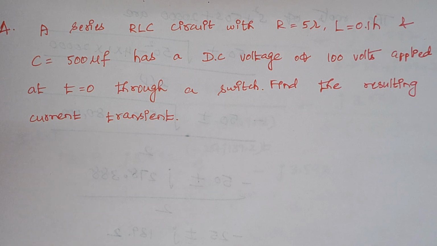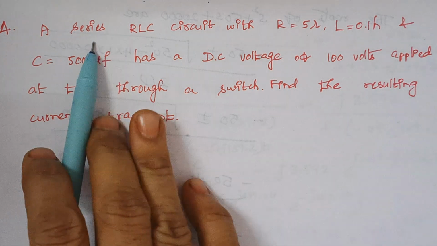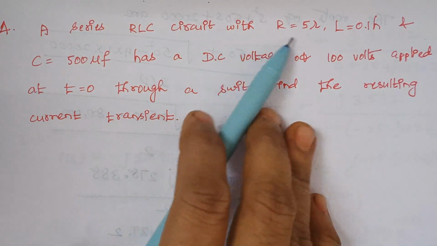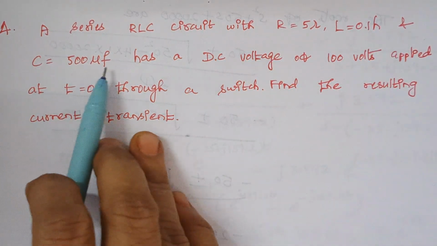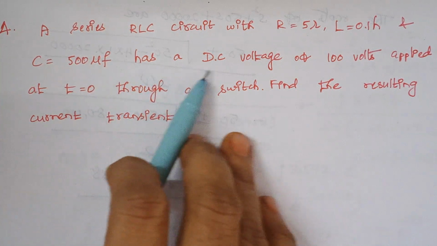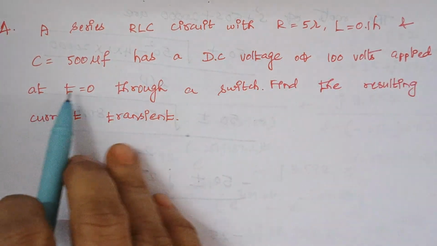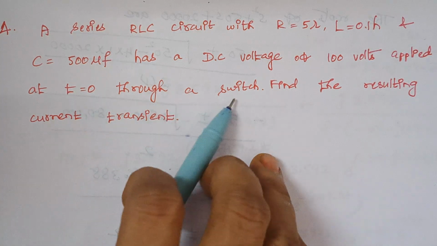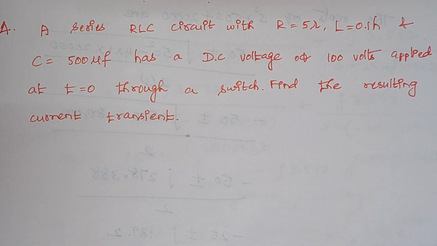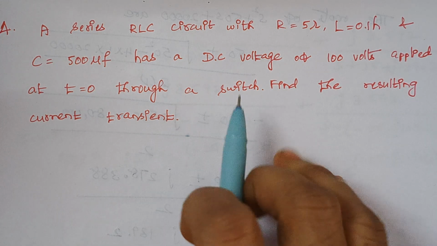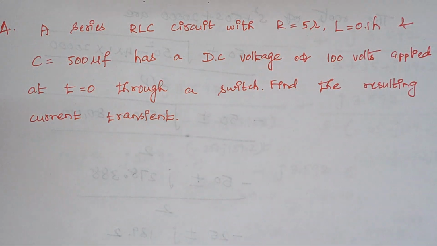Today we are going to solve problems related to RLC transients. The problem is a series RLC circuit with R equal to 5 ohm, L equal to 0.1 Henry and C equal to 500 microfarad has a DC voltage of 100 volts applied at t equal to 0 through a switch. Find the resulting current transient. Here the values of R, L and C are given as well as the source voltage.